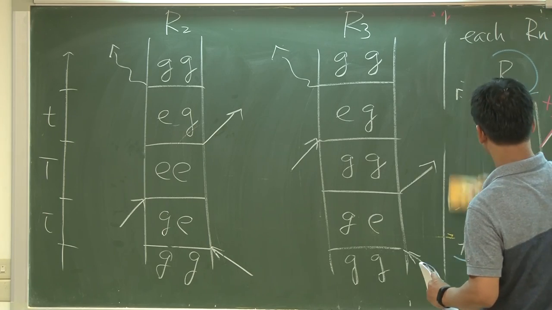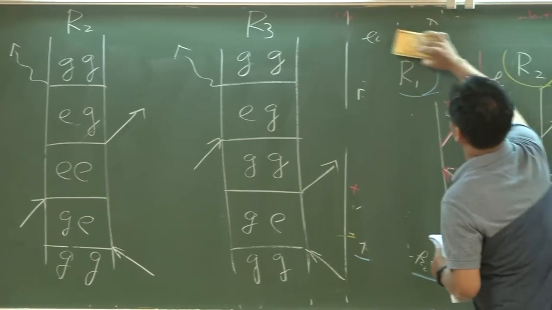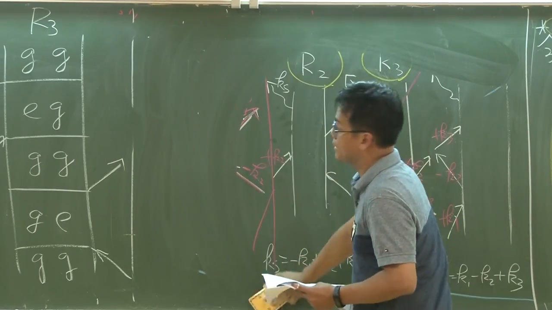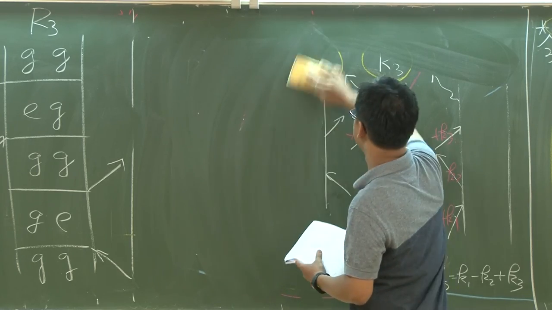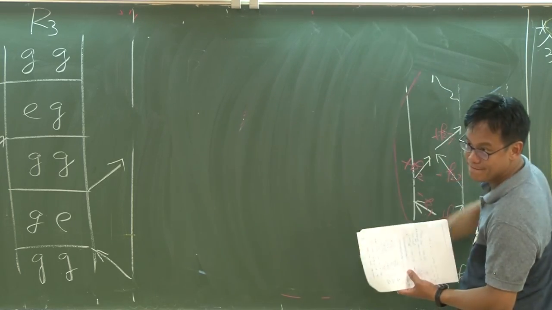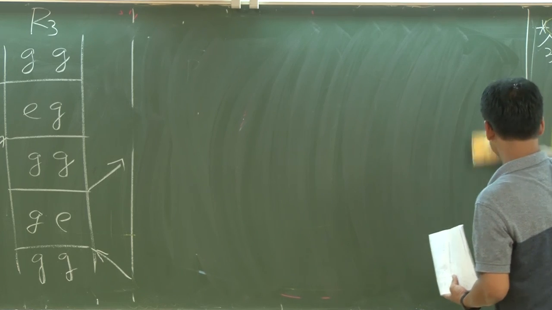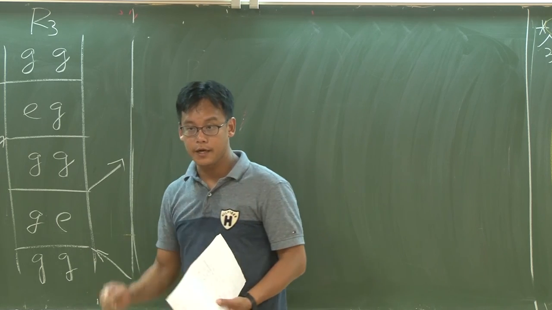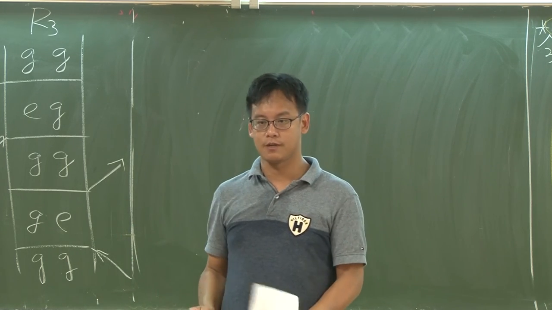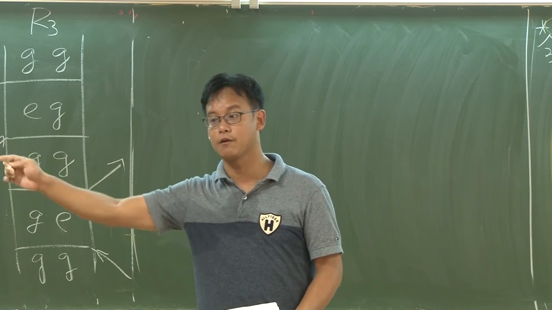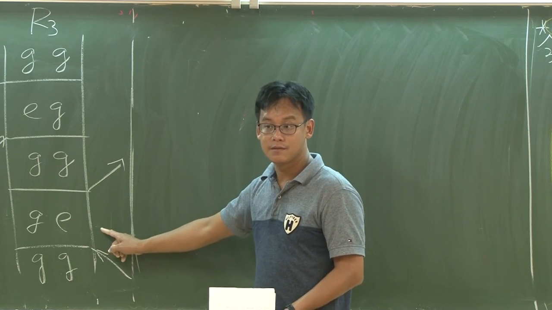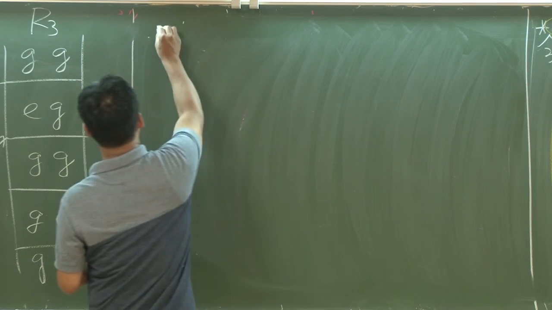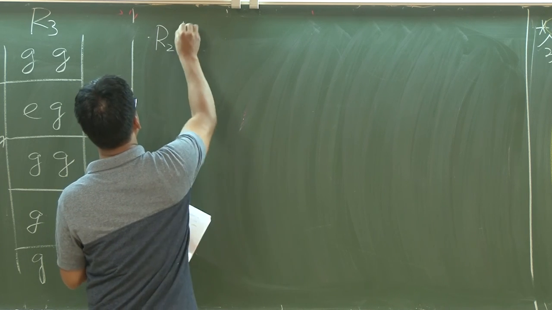Now, with this diagram, we can actually write down its expression. And actually, you don't have to memorize or copy the definitions of R2 and R3 from the photon echo function. We can write them down from here. I'll show you how, for R2.